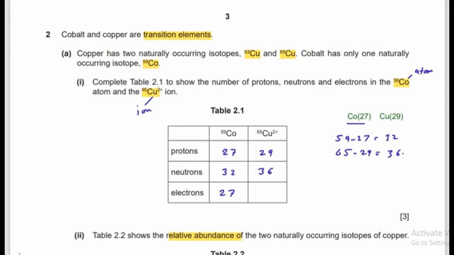But Cu2+ is the copper 2 ion. 2 positive means loss of 2 electrons. 29 is the proton number. So if copper is the atom, 29 protons and 29 electrons must be there. But if it loses 2 electrons, you will get 2 fewer electrons as compared to the protons. Every proton is positively charged, so plus 29, and every electron is negatively charged, minus 27. So plus 29 minus 27, you will get plus 2. So that's why the charge on copper is 2 positive.